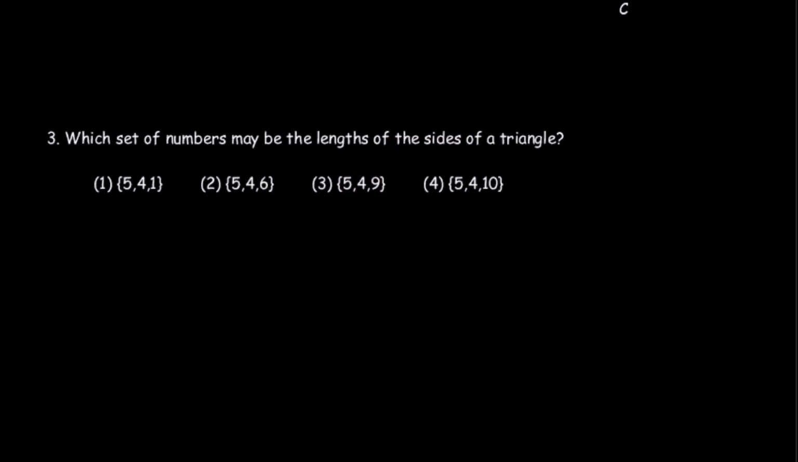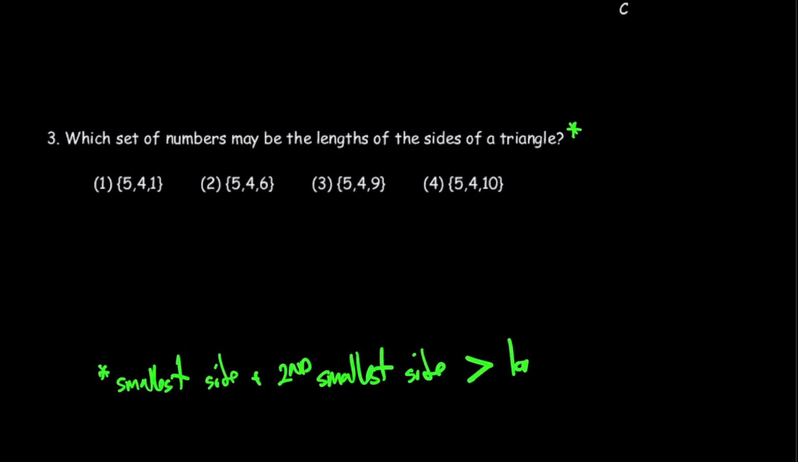In question 3, it says which set of numbers may be the lengths of the sides of a triangle, and here what they're testing is that you remember this. The smallest side plus the second smallest side. So basically the smallest two sides, if you add them up, it's got to be greater than the largest side. If that works, then you can make a triangle. If it doesn't, then you can't.